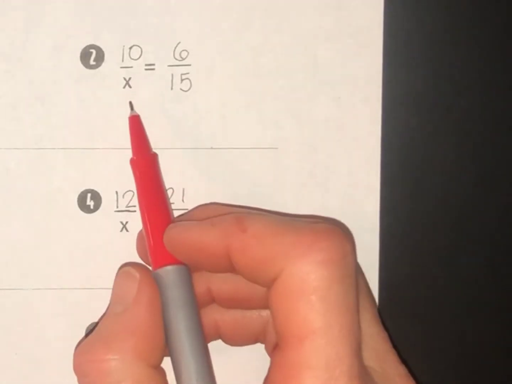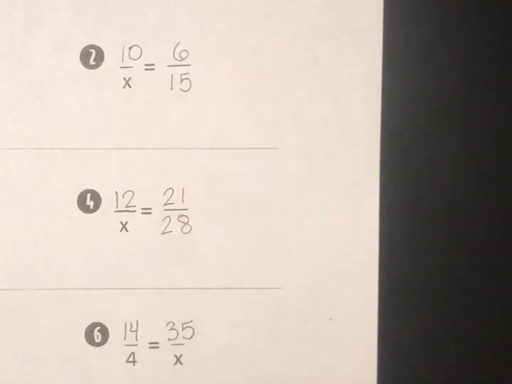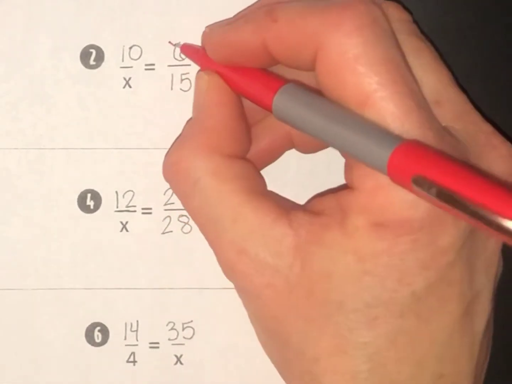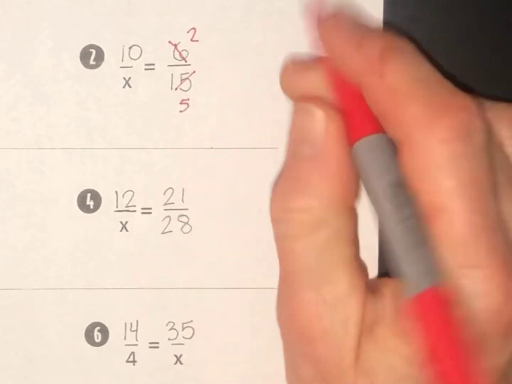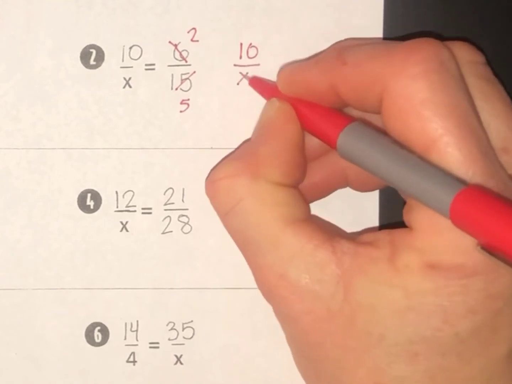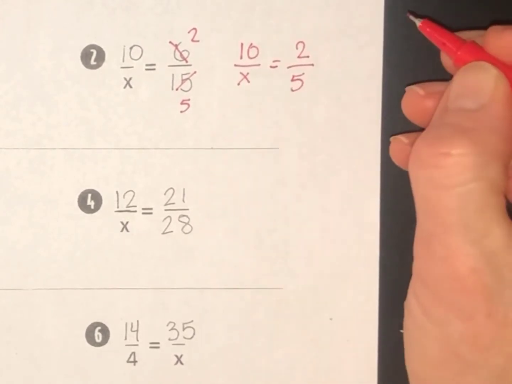On number 2, I can see already that 6 fifteenths can be reduced. 6 fifteenths, they both reduce by 3. 6 divided by 3 is 2. 15 divided by 3 is 5. Let me rewrite it over here. So I've got 10 over x equals 2 fifths. Oh, this is so easy.